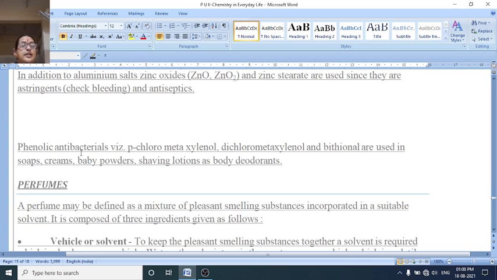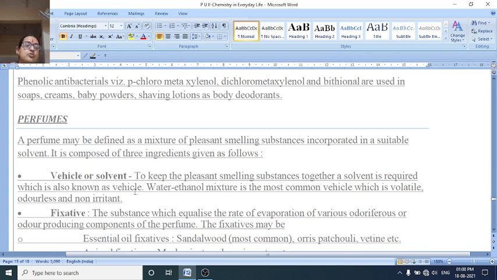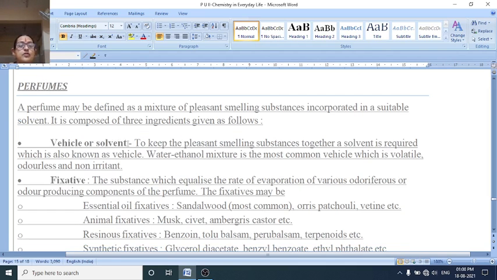Next, phenolic antibacterials are used in soap, creams, baby powder, shaving lotions or as body deodorants. We are going to move on to the next term called perfumes. A perfume may be defined as a mixture of pleasant smelling substances incorporated in a suitable solvent. It is composed of 3 ingredients given below. First is vehicle or solvent. To keep the pleasant smelling substances together, a solvent is required, which is also known as vehicle.